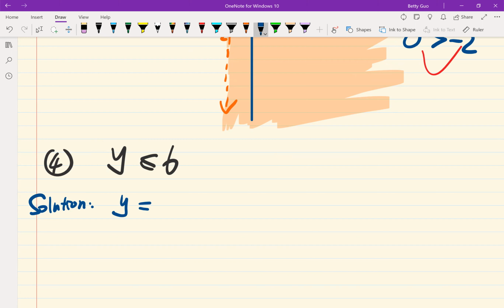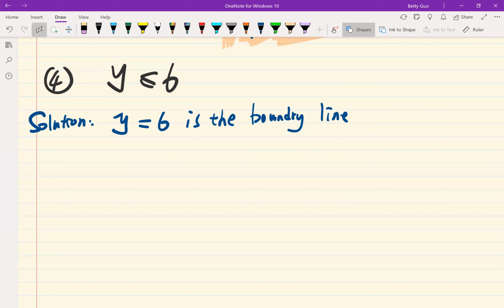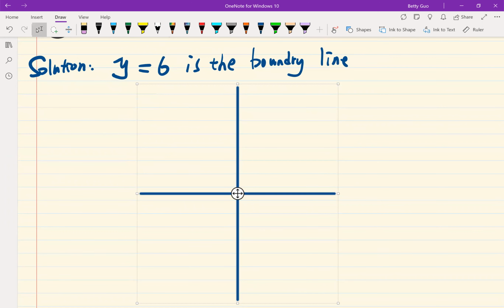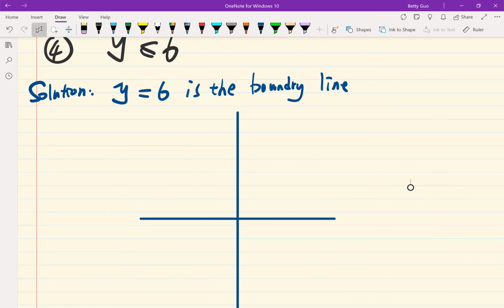Yeah, change it to an equal sign, and we get a straight line, the boundary line. Okay, then what should we do now? We're gonna graph it. How do we graph y equals 6? What kind of straight line is that? So yeah, it's gonna be a solid boundary line. So how do we graph it?